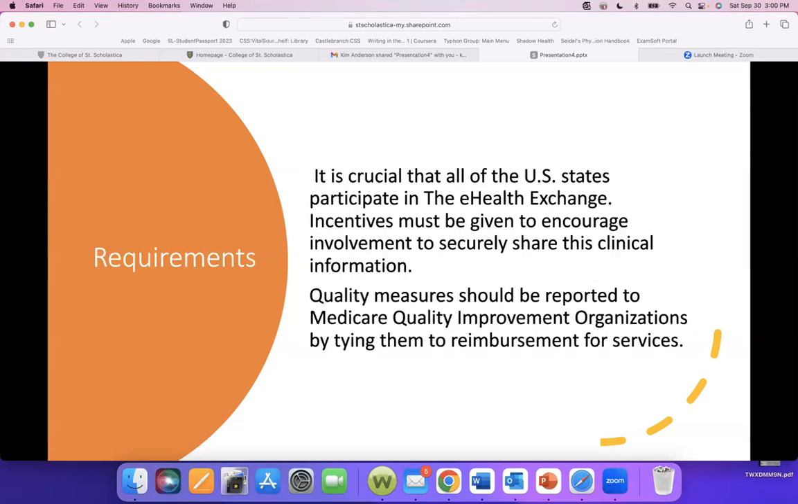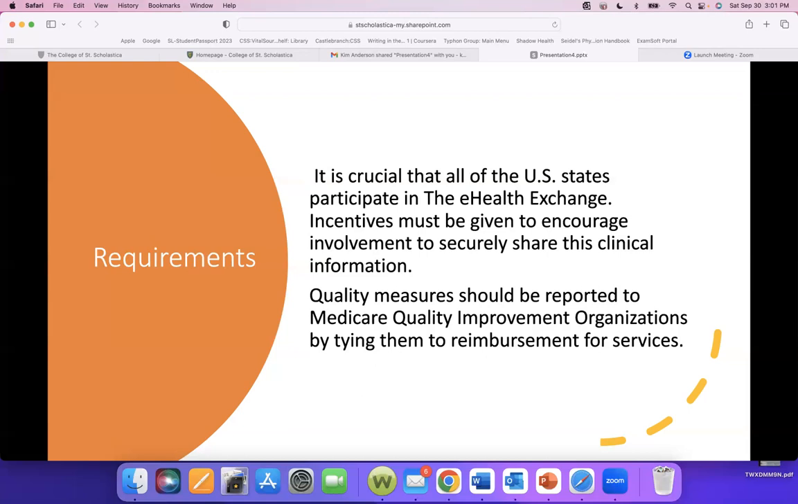As I said before, I believe it is crucial that all of the United States participate in the eHealth Exchange. And I think a way to really encourage participation is using incentives. Incentives must be given to encourage involvement to securely share this clinical information. I think that's a really good way to get healthcare systems invested and utilizing this system. Quality measures definitely should be reported to Medicare quality improvement organizations.